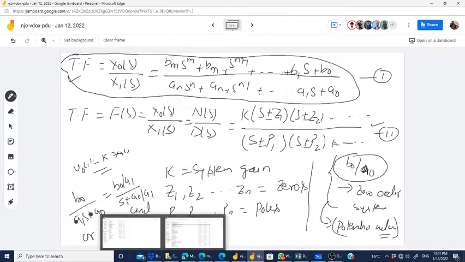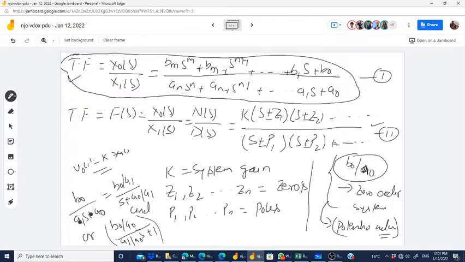b naught a naught, if we take a naught common, then we can write b naught upon a naught divided by a1 upon a naught into s plus 1, that is k upon tau s plus 1, where k is b naught upon a naught and tau is nothing but a1 upon a naught. So it is the representation of the first order system. Yes or no? First order system, right?